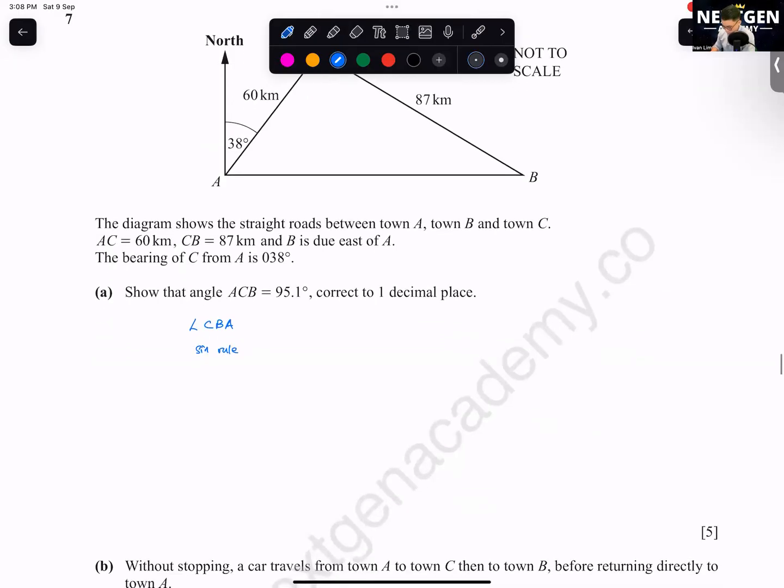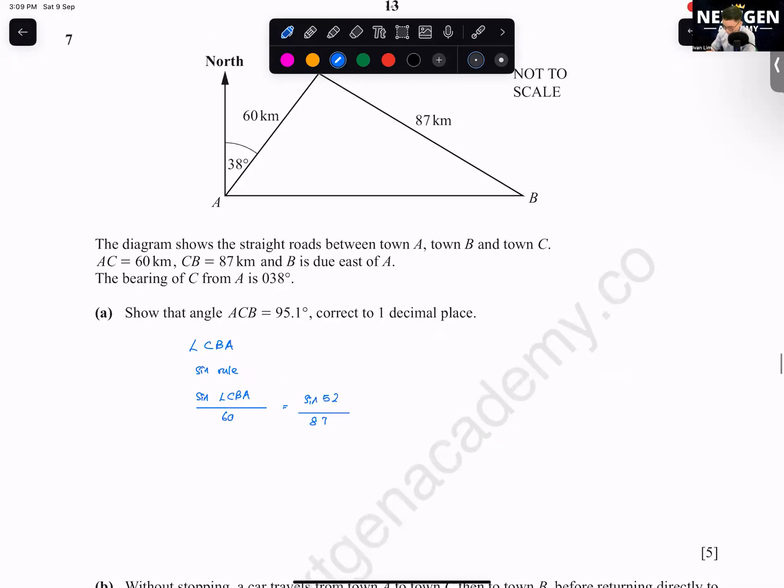Okay, sine rule. Sine angle CBA over 60 is equal to sine 52 over 87. Where's 52? Here. How do I know this one? They say because here is due east. So if due east, that means this is 90 degrees. So this part here, 52, how did I get this 52? It is 90 minus 38 equals 52.